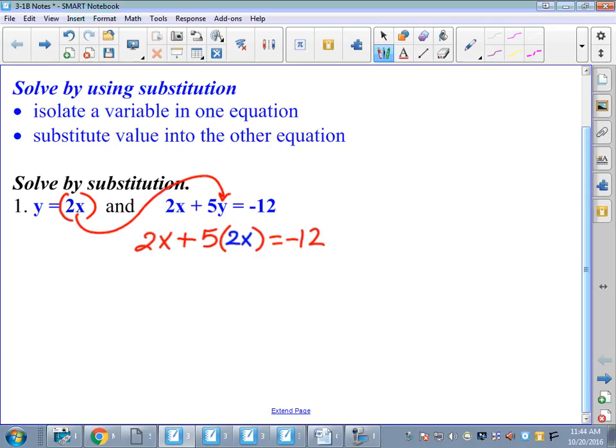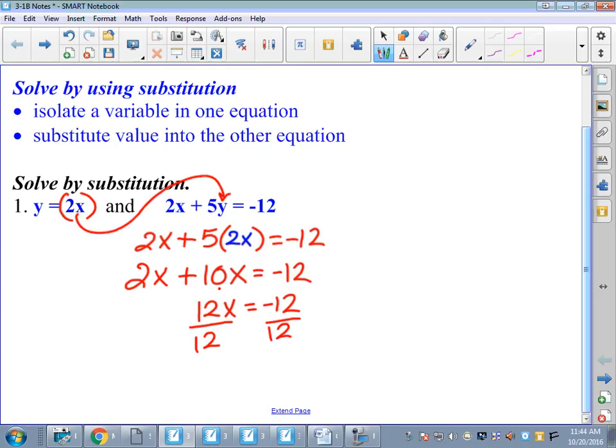So now I just solve, and what happens when you substitute, we no longer have an equation with two different unknowns. Now the only unknown that we're looking for is x. So I have 2x plus 10x, when I multiply 5 times 2, is equal to negative 12. And you solve for x. 2x plus 10x is 12x equals negative 12. Divide by 12, divide by 12, x is equal to negative 1.